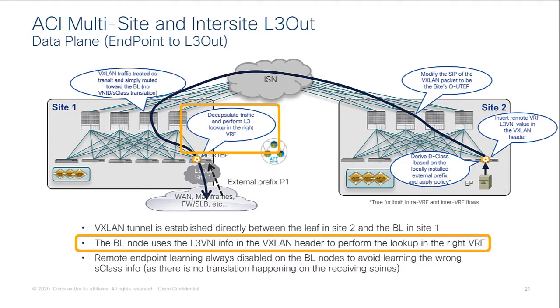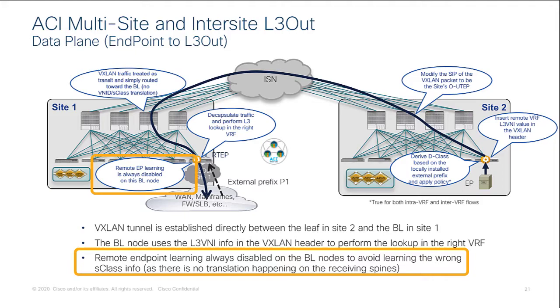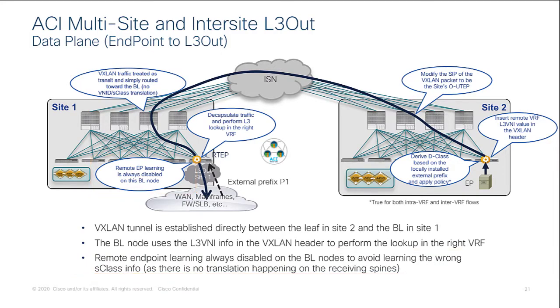When the packet gets to the border leaf identified by the routable TEP address, the border leaf decapsulates the traffic, using the L3 VNI knows in which VRF to perform the lookup, and then sends the packet toward the external destination. One important point to clarify is that the remote endpoint learning information is disabled on the border leaf, so we'll never learn specific endpoint information for the endpoint on the border leaf in site 1. Why? Because not having the namespace normalization function, we cannot assume that the class ID for the endpoint in site 2 has any meaning in site 1, right?